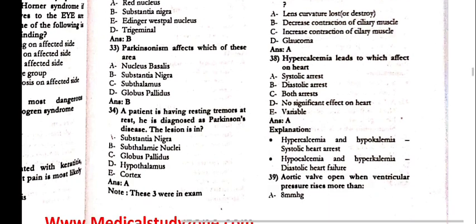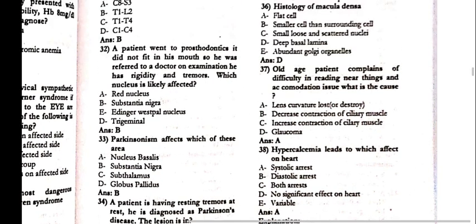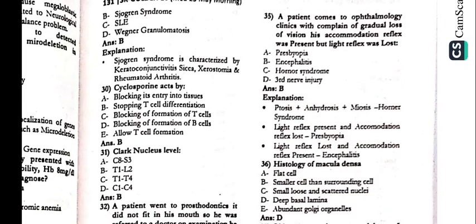34, the patient is having resting tremors. He is diagnosed with the Parkinson's disease. The lesion is again in the substantia nigra. Next, question number 35, the patient came to ophthalmology clinic with the complaints of gradual loss of vision. His accommodation reflex was present, but the light reflex was lost.